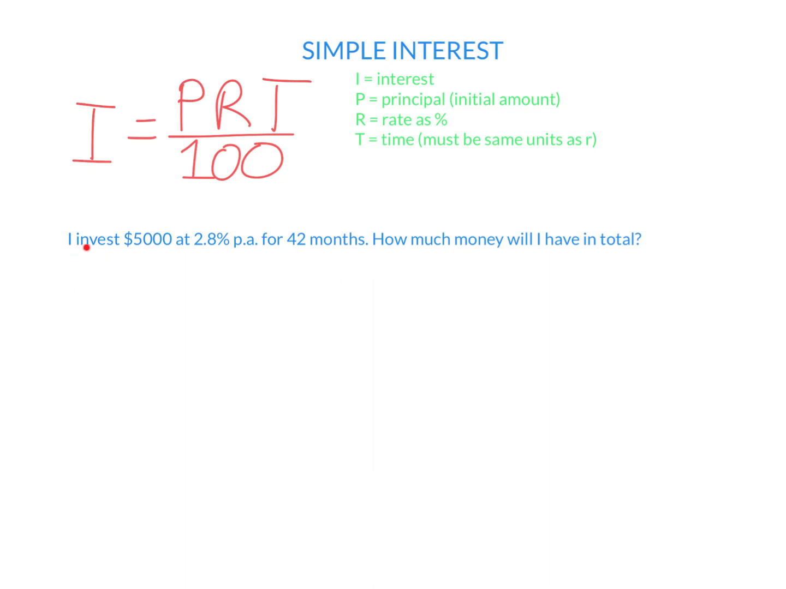So let's look at this question here. I invest $5,000 at 2.8% per annum for 42 months. How much money will I have in total? So let's calculate the interest using the formula above. So interest is P, how much you started with, times R, times T over 100.